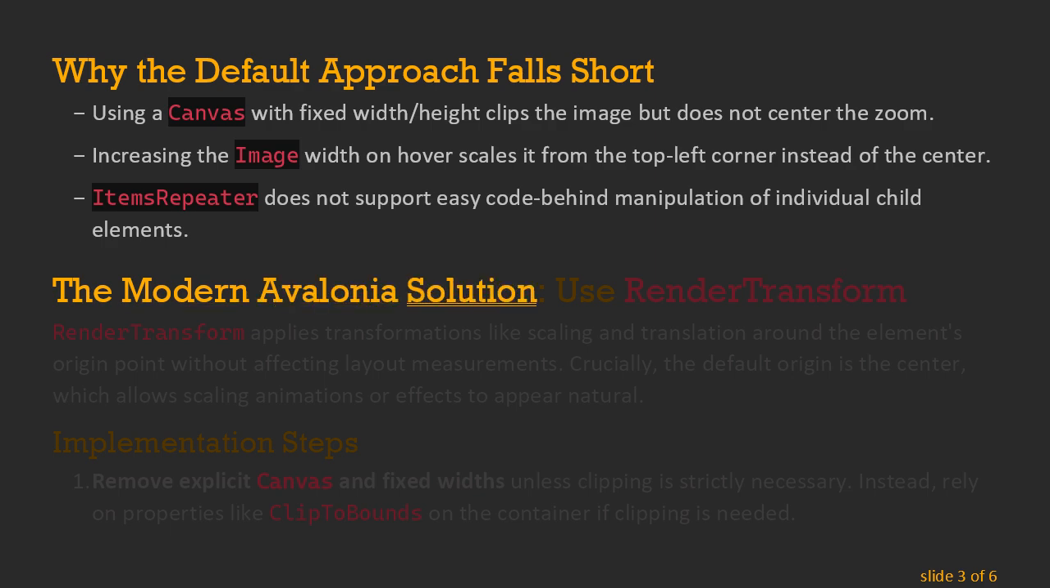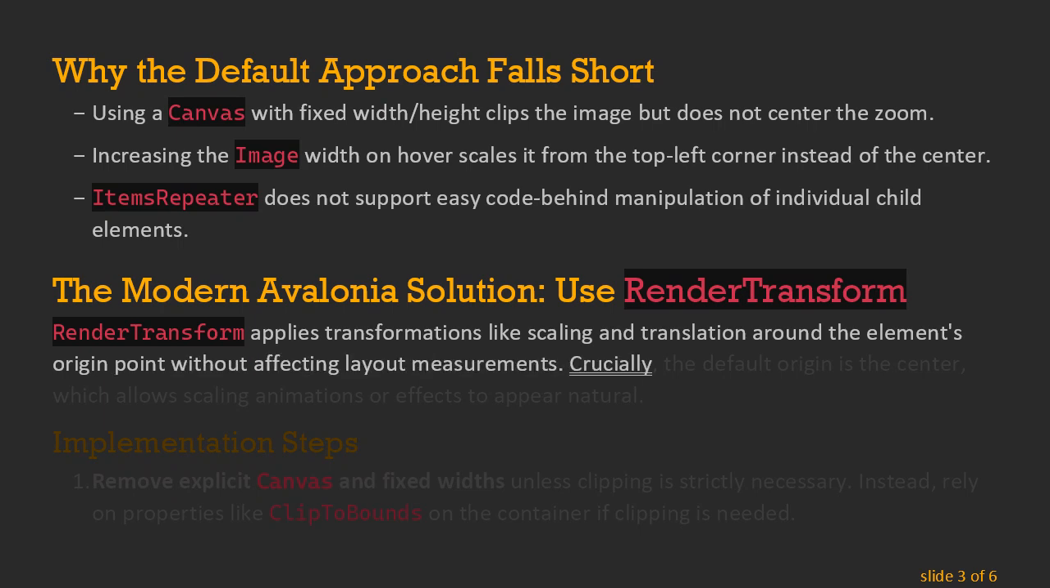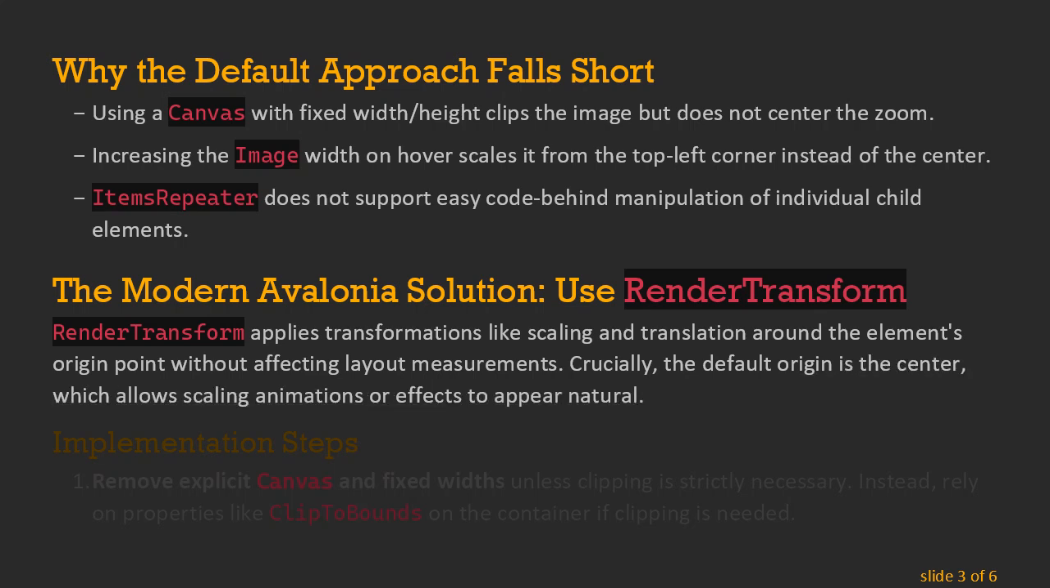The modern Avalonia solution: use RenderTransform. RenderTransform applies transformations like scaling and translation around the element's origin point without affecting layout measurements. Crucially, the default origin is the center, which allows scaling animations or effects to appear natural.